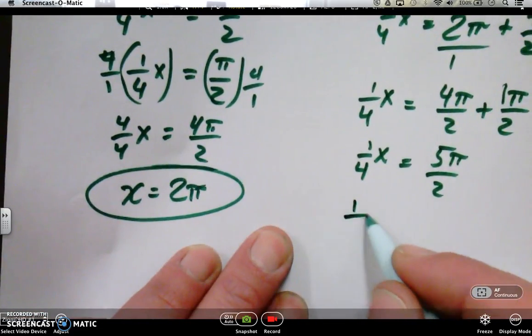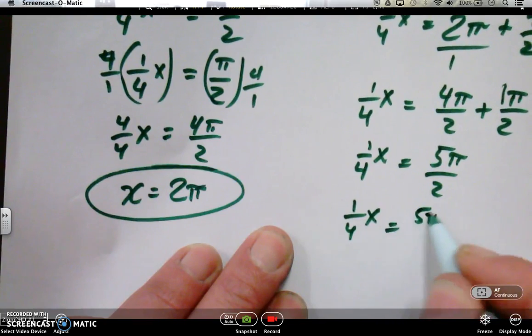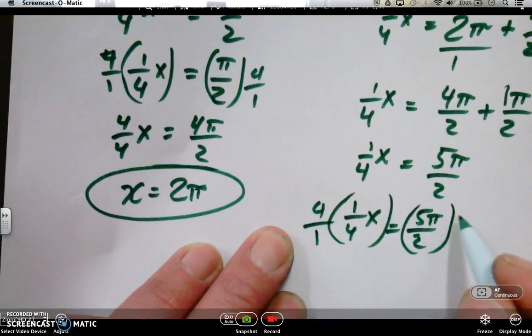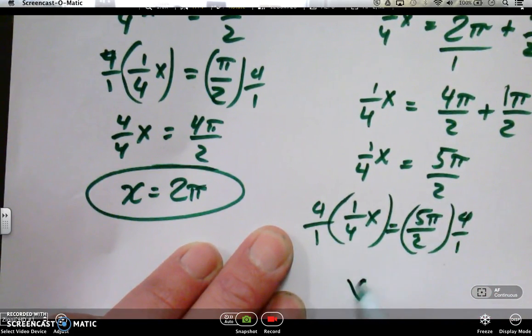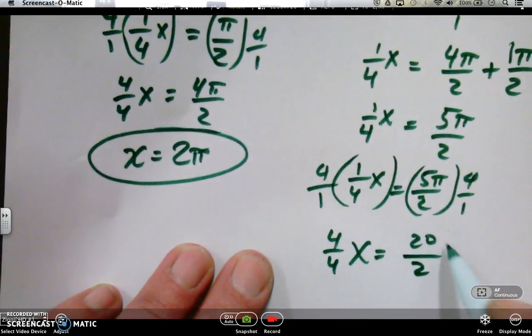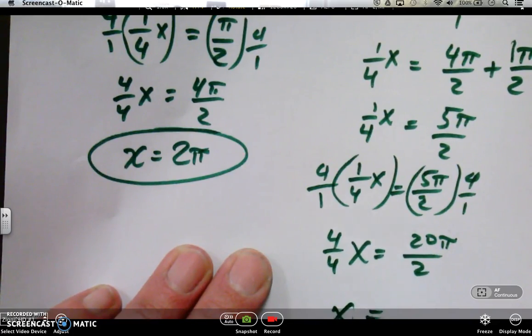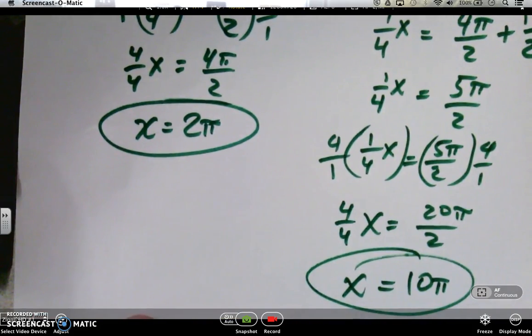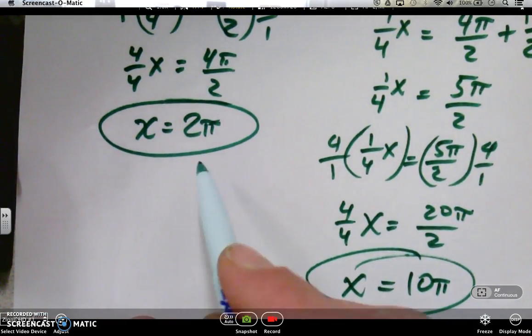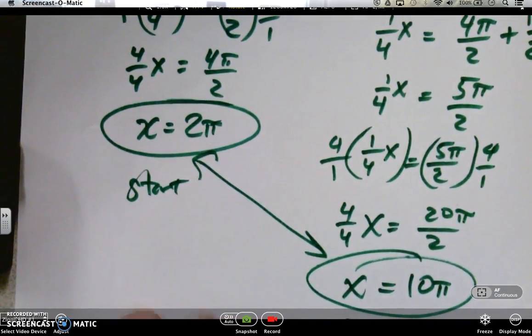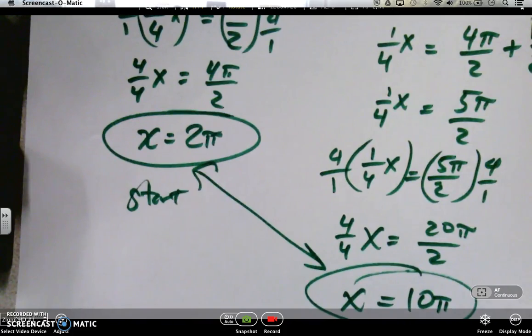And continuing. It's a lot of steps here, so use scratch paper, give yourself plenty of room so you don't make mistakes. Reciprocal, reciprocal. We'll get x here because we'll have 4 over 4, and we'll have 20 pi over 2. So x equals 10 pi. So from 2 pi to 10 pi, that's our cycle. That's our start, that's our end. Okay, now I'm going to need a new sheet of paper, but we'll keep those two numbers in mind.